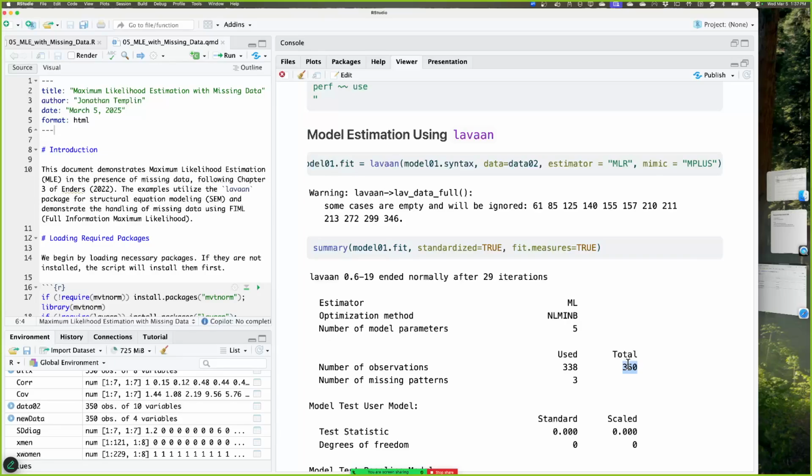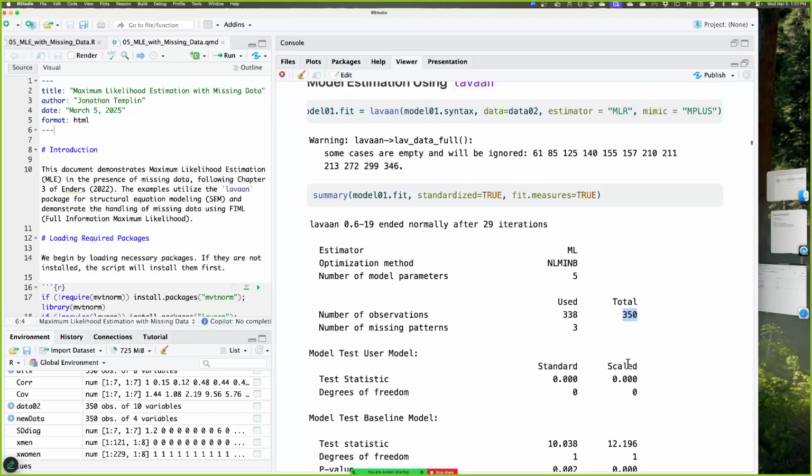Okay? It also tells you the number of missing patterns. Here, I'm going to guess that our missing patterns are 3. Well, we ignored all the completely missing. So the missing patterns would be no missing at all, so both variables are observed, missing on one, or missing on the other. Those are the 3 patterns I think it's going to have with 2 variables. Okay?